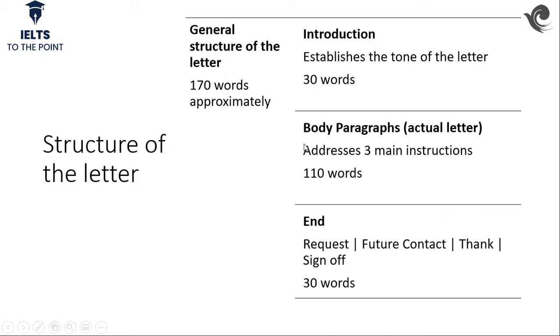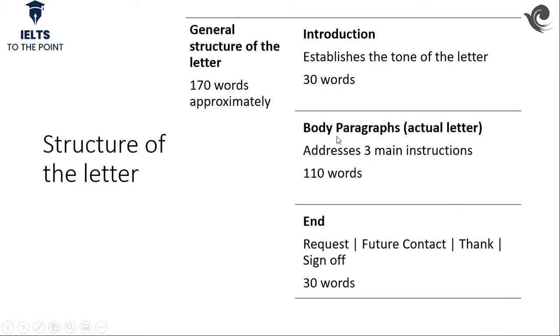We have seen the general structure of the letter. We should be writing about 170 words approximately. We should have 3 parts: introduction, body paragraphs, and an end paragraph. In fact, we are going to write 3 body paragraphs. So in total we would have 5 paragraphs: 1 for introduction, 3 body paragraphs and the end paragraph. The introduction helps us to establish the tone of the letter and it has approximately 30 words.